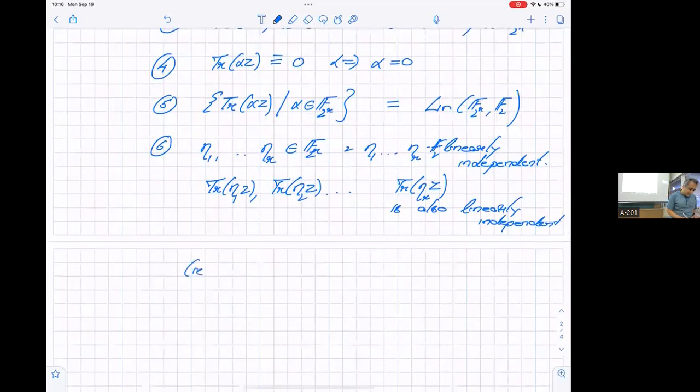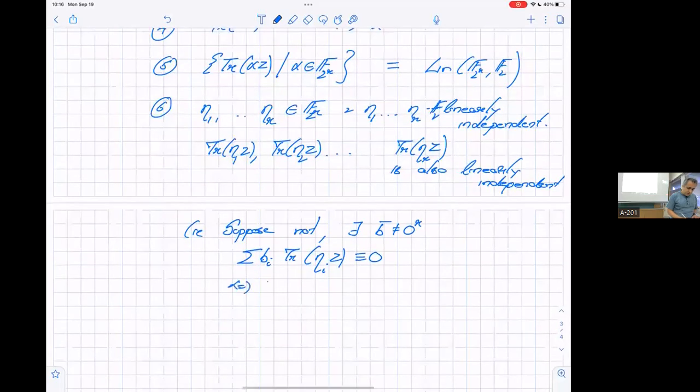The proof is just similar. Suppose not. There exists b bar which is not equal to the all zeros vector, such that the summation of bi trace eta i z is the all zeros function. By linearity, this is the summation trace of bi eta i z equals the zeros function. That's true if and only if the summation of bi eta i is 0, which we know cannot be true because the etas are chosen to be linearly independent.